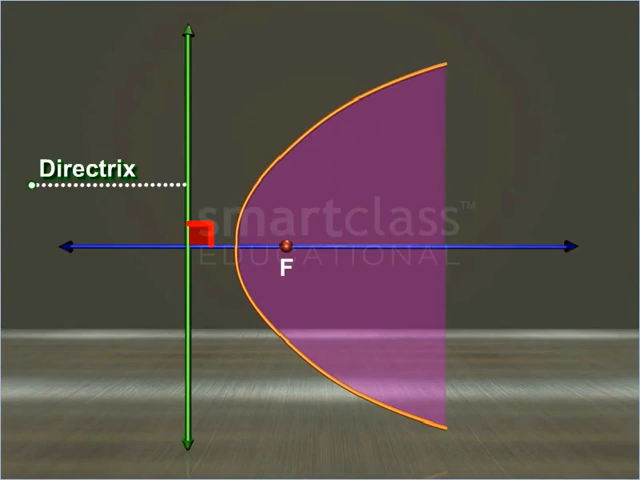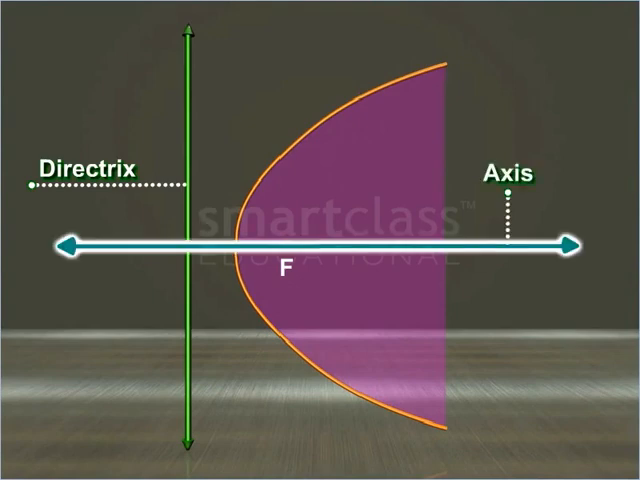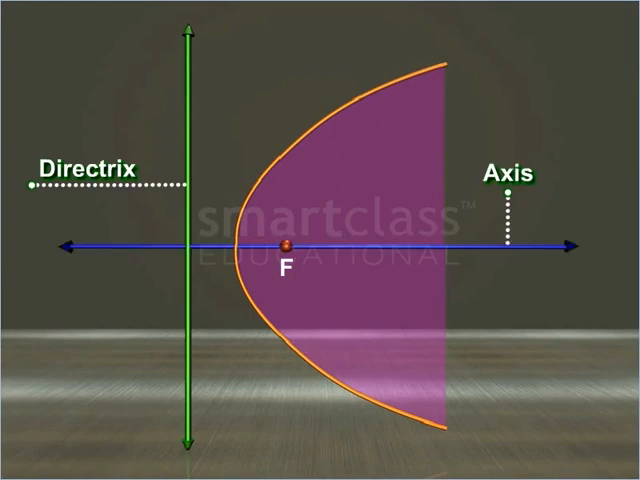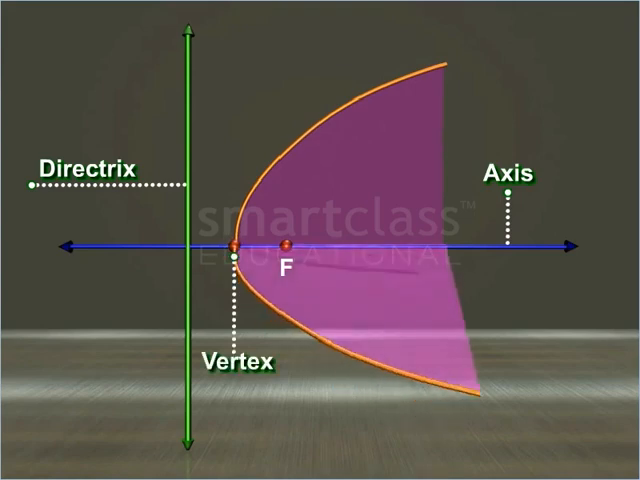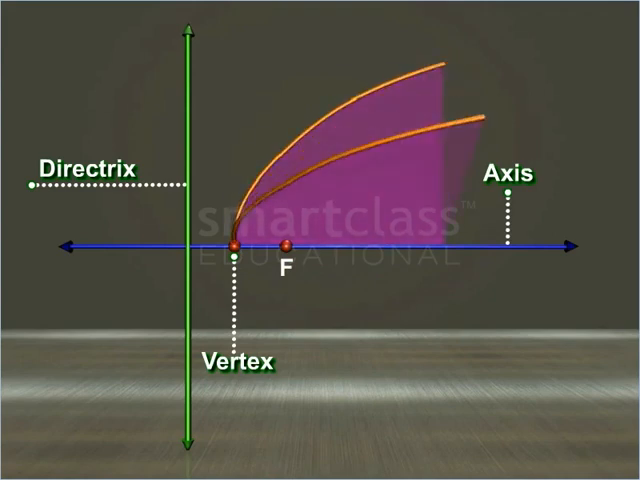Perpendicular line from the focus to the directrix is known as axis of the parabola. Moreover, the point at which the axis intersects the parabola is the vertex of the parabola. Parabola is always symmetrical about its axis.